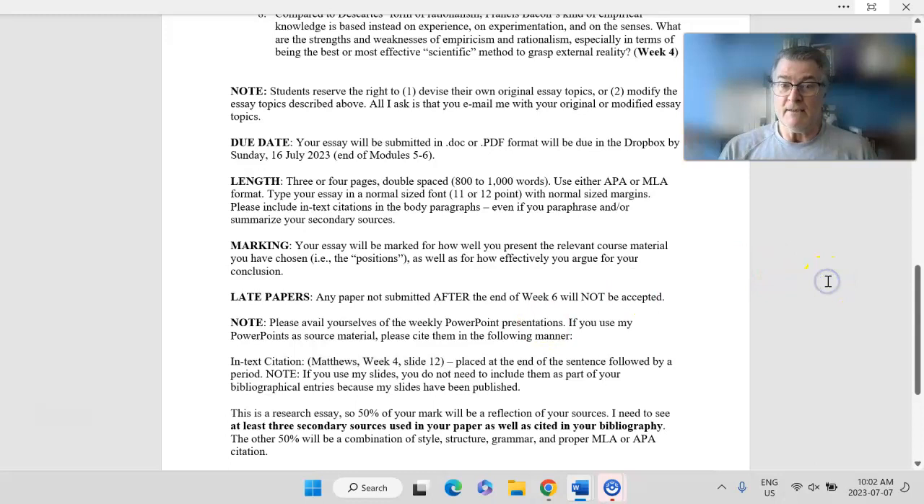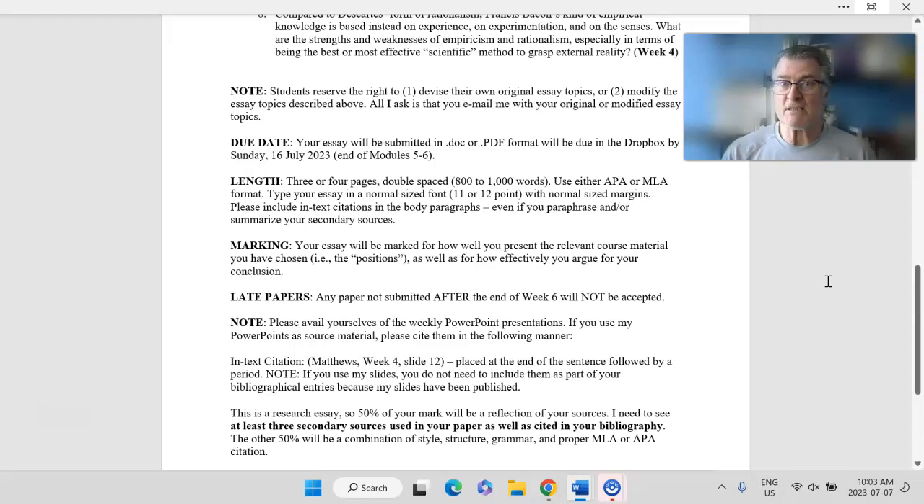Now the other note here, if you use my slides, you do not need to include them as part of the bibliographical entry, because my slides have not been published and my slides change constantly. So let's say someone reading your paper 2 years from now may not find the information on the same slide number, or they may not find it at all. But you do need to identify to me in the body paragraphs. But that's all I need to see.